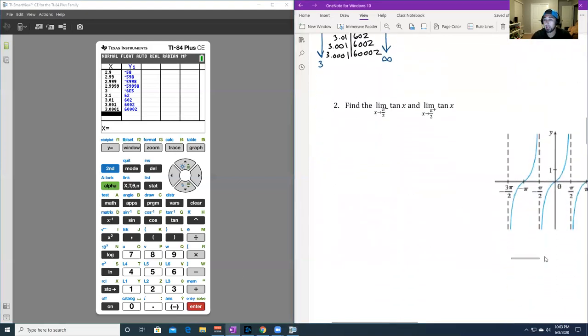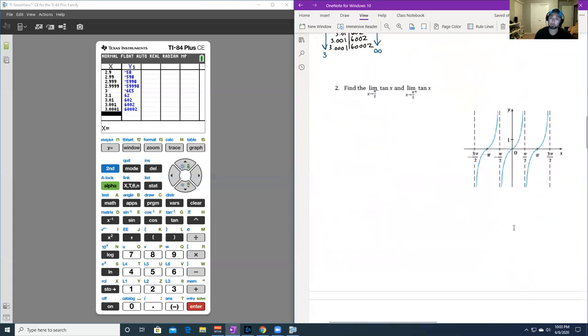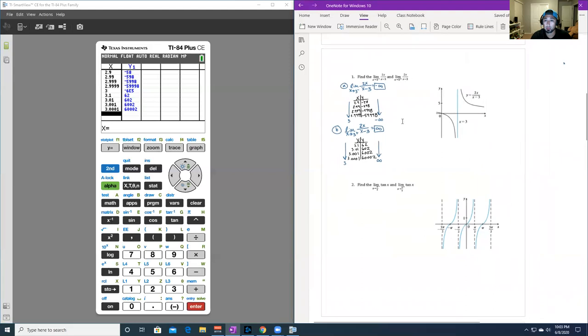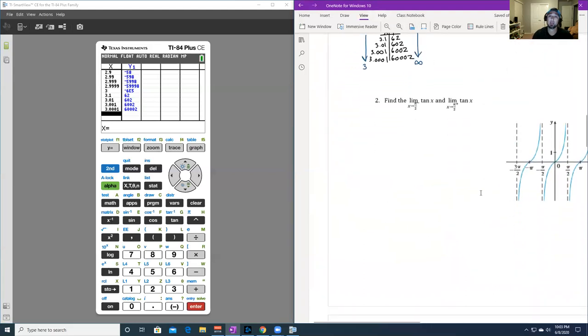We have tangent. Let's zoom out just, there you go. Okay. So we have tangent. Of course, there's a graph for tangent just to help you prove your work. Oops, nope, that's too far. Okay, perfect. So this says, find the limit of tangent x as x approaches pi over 2 from the left and as x approaches pi over 2 from the right.